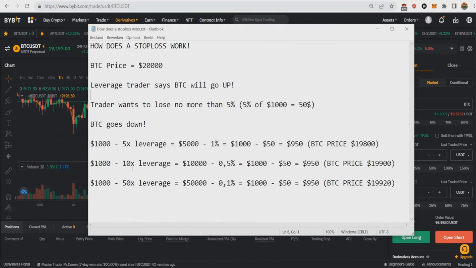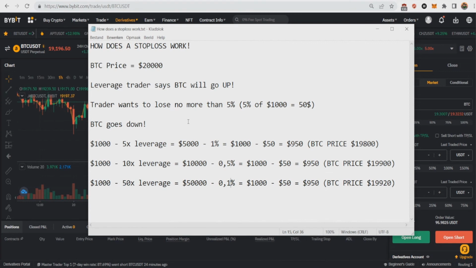If you use 10x leverage, that means this $50 will be lost when you're down 0.5%, and this means you will lose your money already at 19,900. And with 50x leverage, that means $50 of 50,000, guys, at 0.1%. That means at a price of only 19,920, you will already lose your $50. So if Bitcoin goes down, let's say you do 50x and the price goes down $80 and then goes up to like $2,000, then you already lost your money, or your stop loss is activated basically, because you don't want to lose more than 5%.